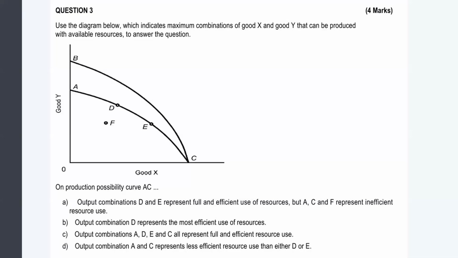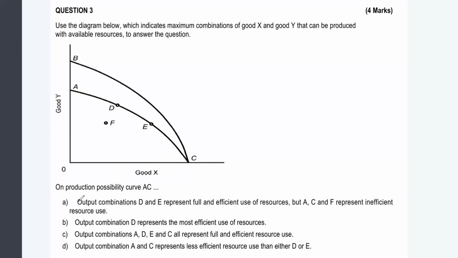Use the diagram below. We've got the diagram, and the question is on the production possibility curve AC. So it's telling us AC, that's the production possibility curve. AC is this one. And then we're given choices here. You go through the choices on your side, and then we see which one should be the correct one. You can tell me what you think.